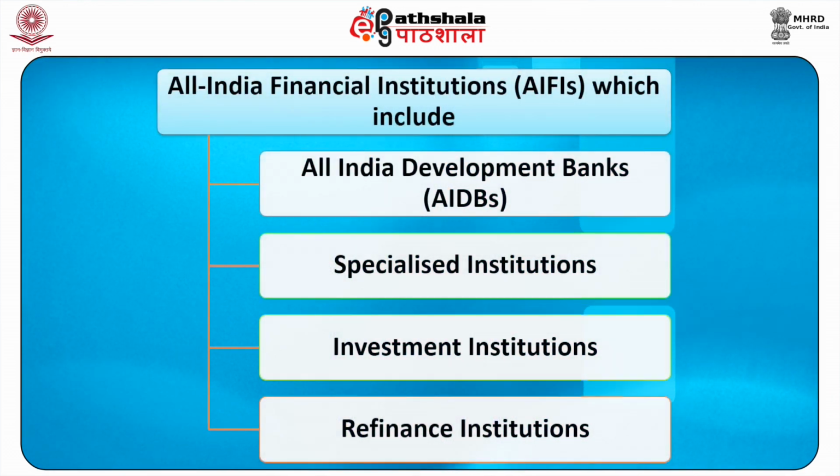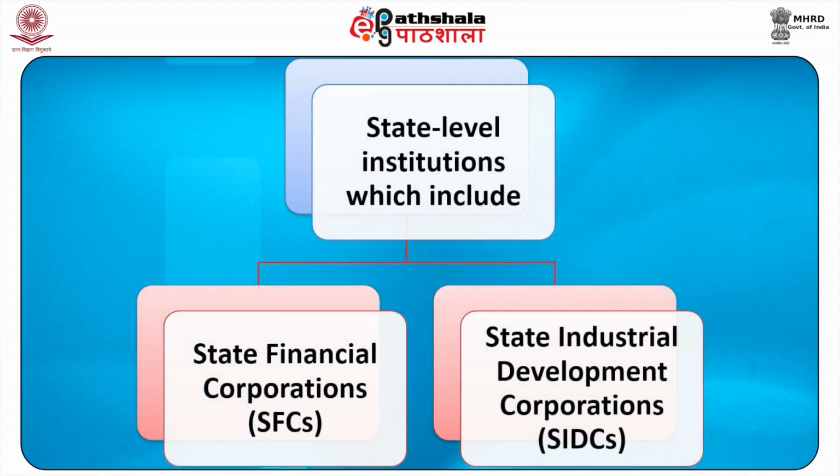There is a well integrated network of financial institutions in the country, comprising 44 institutions at the national level and 82 at the state level. Broadly, they are classified as follows: All India financial institutions, which include All India development banks, specialized institutions, investment institutions, refinance institutions; and state level institutions, which include state financial corporations and state industrial development corporations.